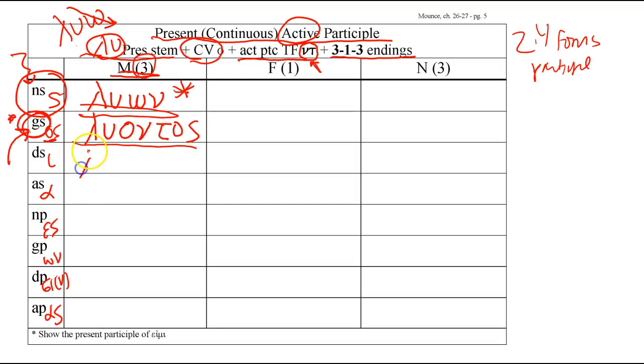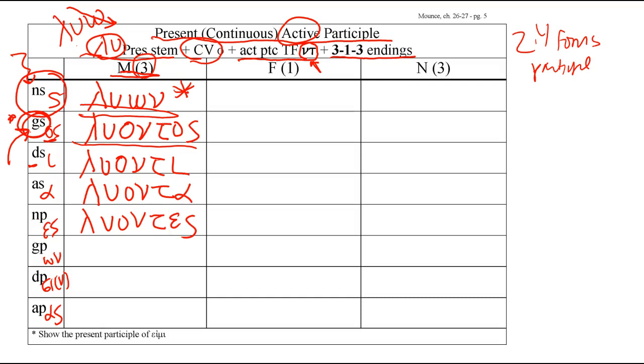Well, let's do the dative. Take the stem lu, take the connecting vowel omicron, take the nu tau, which is the tense formative for the participle, and instead of os, since we're doing the dative, you add i. And so luonti is the dative singular masculine form of the present continuous active participle. And then the accusative form is going to be luont, and then you add the alpha, luonta. For the nominative plural form, it's luon, and what's the nominative plural ending for the third declension? It's es, luontes.